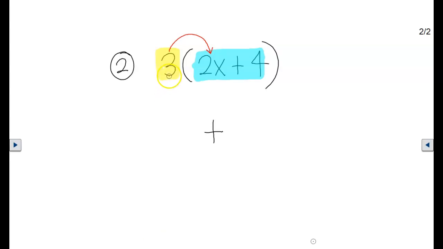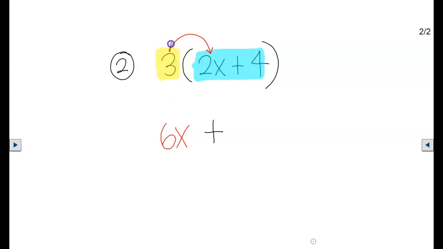Now, to do 3 times 2x, you do 3 times 2, which is 6, and then we just reattach that x that we see attached to that 2. So again, to do 3 times that first member of the group, 3 times 2x, we do 3 times 2, which is 6, and then we just pull that x down and reattach it in our answer.